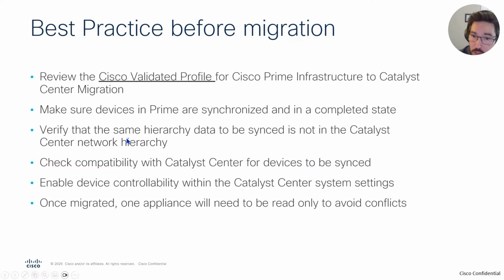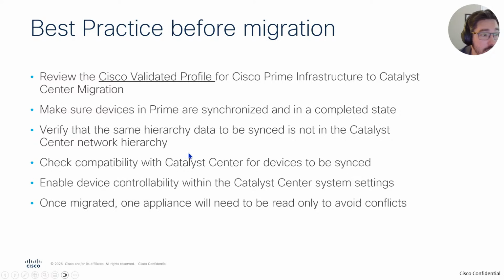This is going to cause issues, and it'll cause the migration to fail, because essentially, Catalyst Center is going to get confused. If you do this, Prime Infrastructure is going to basically move a network hierarchy that already exists in Catalyst Center, and Catalyst Center will reject that and then the migration will fail. So just make sure that that's not already there. Check compatibility with Catalyst Center for devices to be synced. Enable device controllability within Catalyst Center for system settings.